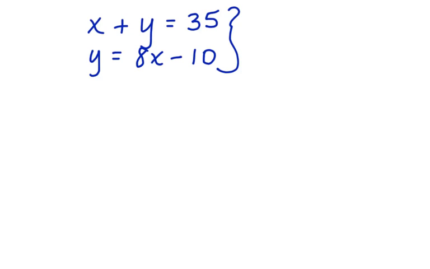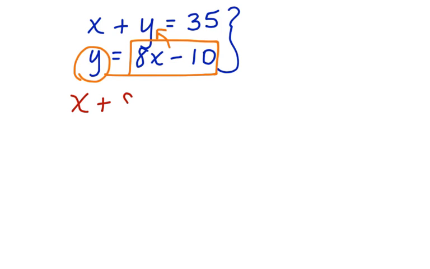Now notice that we already know what y equals in this second equation. So we can substitute this part of the equation into the first equation for y. So if we did that, we would have x plus 8x minus 10 equals 35. We have substituted this part of the second equation into the first equation for y.